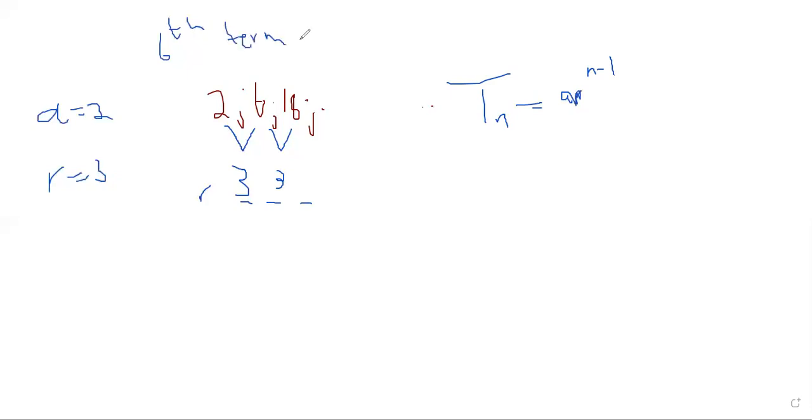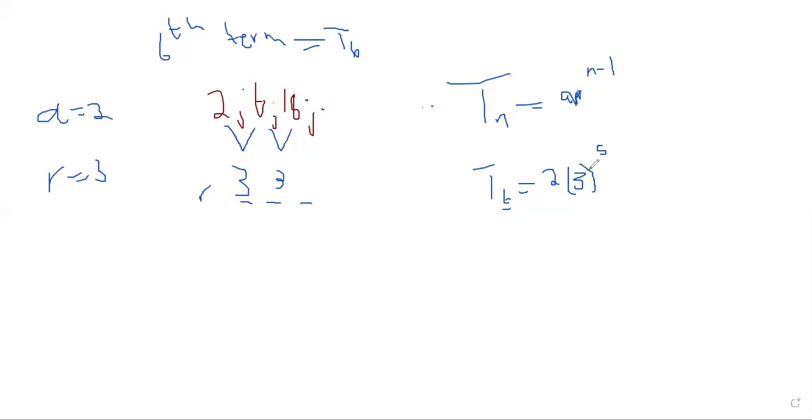So the 6th term can be written in that way. T6 is equal to, what is your A? Your A is 2. And what is your R? You put it in brackets always. It's 3 to the power of, what is N? Our N is 6, as you can see here. So it's 6 minus 1 giving us 5. So it's 3 to the power of 5.